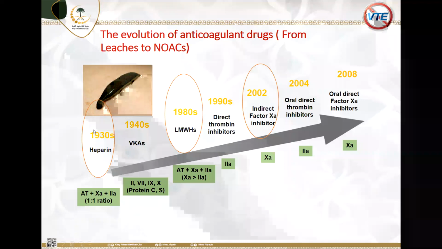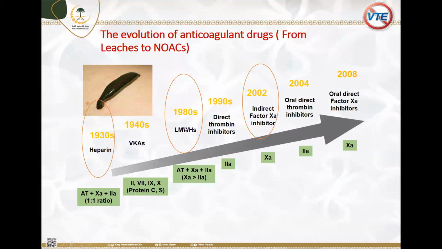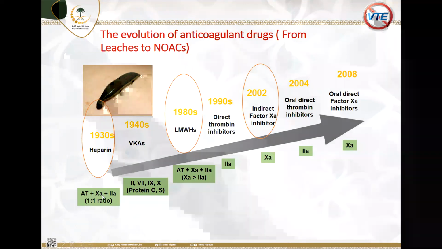Then we have an important landmark or milestone, heparin. Heparin was discovered more than 100 years ago by a medical student, McLean. Then we have another landmark about 30 years ago, low molecular weight heparin. It's a very important point that the first anticoagulants, like heparin and the vitamin K antagonist warfarin, target multiple key proteins in the coagulation cascade. Like for the vitamin K antagonist warfarin, factors 2, 7, 9, 10, here you have antithrombin, 10A, 2A with different ratios.